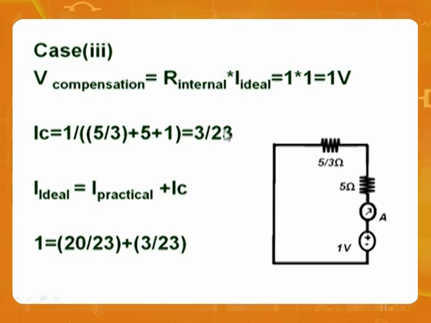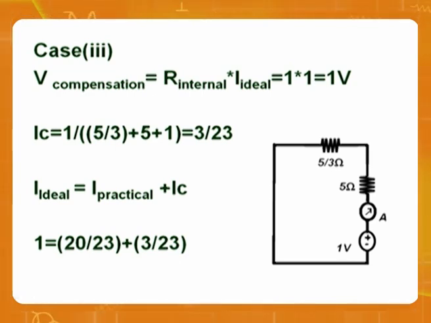This becomes 3 by 23. So what is the overall value? Ideal is equal to I practical plus compensation. So what is the ideal value here? 1. 20 by 23 is practical. Compensation is 3 by 23. So overall is 23 by 23. Answer is 1. So this is how you really achieve it. So the compensation you have to calculate every time.